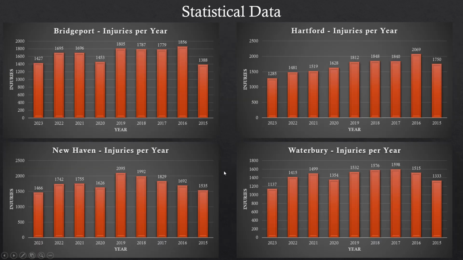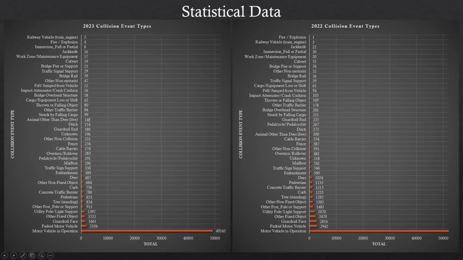So here we have injuries per year for given cities. Bridgeport, for example, 2023 had 1,427 injuries. Collision event types was one of the aggregations. You can see it looks like motor vehicle in operation is the highest, which makes sense. Parked motor vehicle, guardrail face, and it goes all the way down to some of the lower collisions. So 1 fire explosion in 2022 and 2 railway vehicles in 2023.